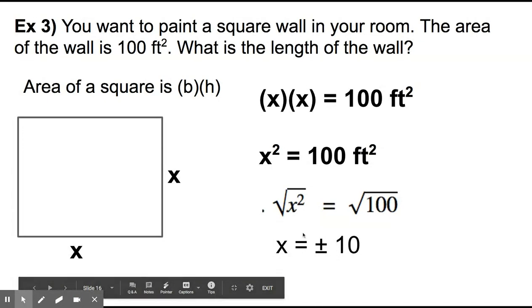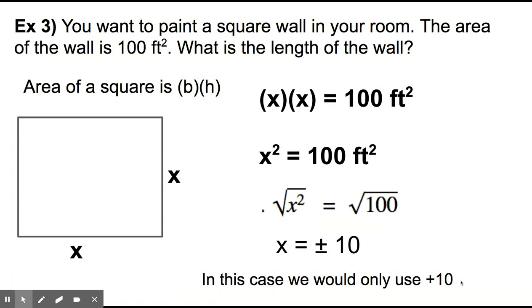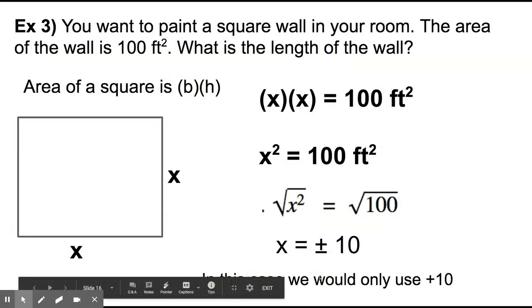Now in this case, because we are talking about a wall, it's a real thing, we're only going to be concerned with the positive value of x because we're talking about an actual object and its measurement. So in this case, that means that the length of the wall is 10, and I need to add the units of measurement. That should say 10 feet as the final answer. So 10 feet.